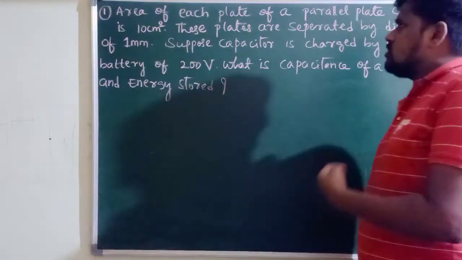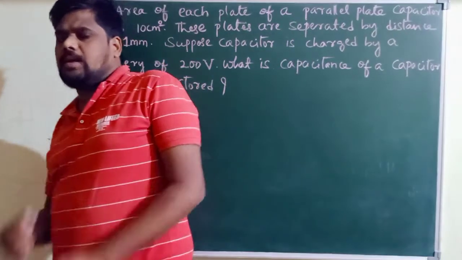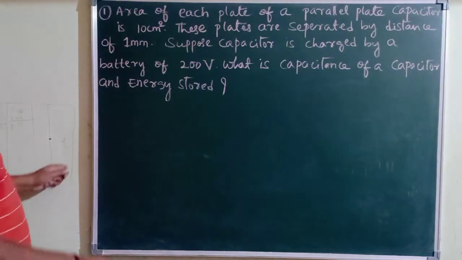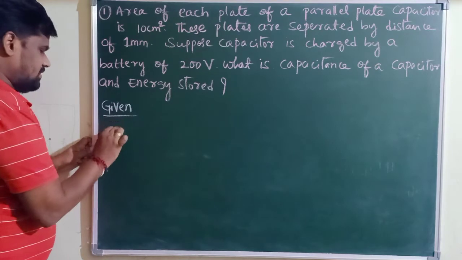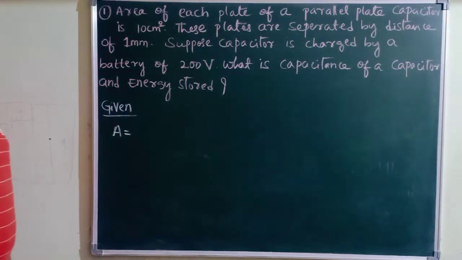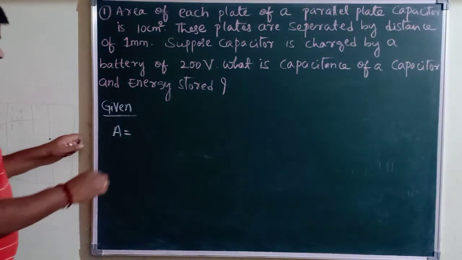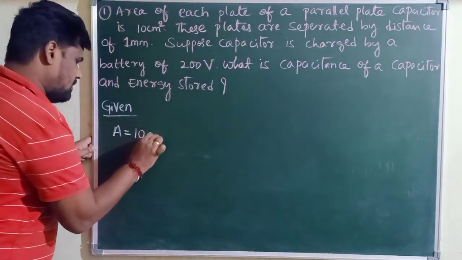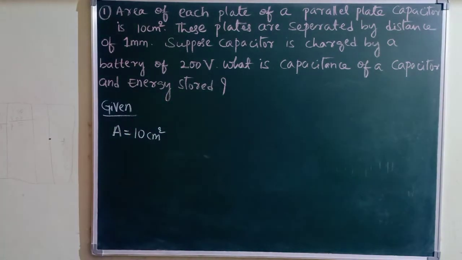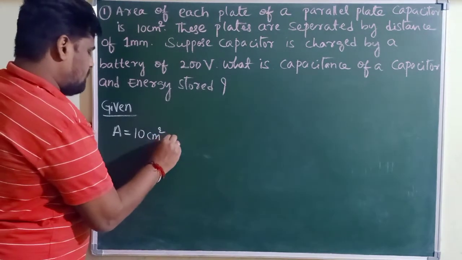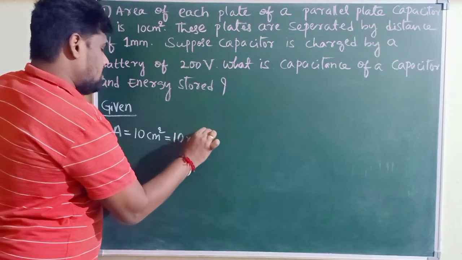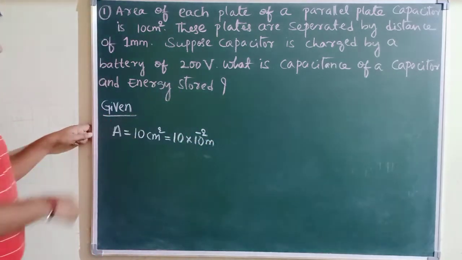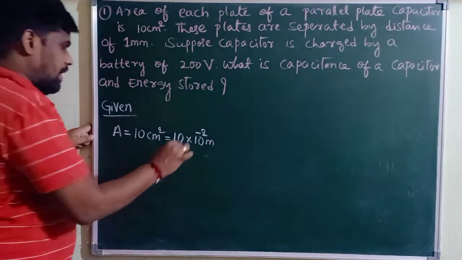Area of each plate of a parallel plate capacitor is given. You can write down the given values. Area of each plate is given. A is 10 centimeter square. Convert this into square meter. It can be done like this: 10 centimeter means 10 to the power minus 2 meter, since 1 centimeter is equal to 10 to the power minus 2 meter.